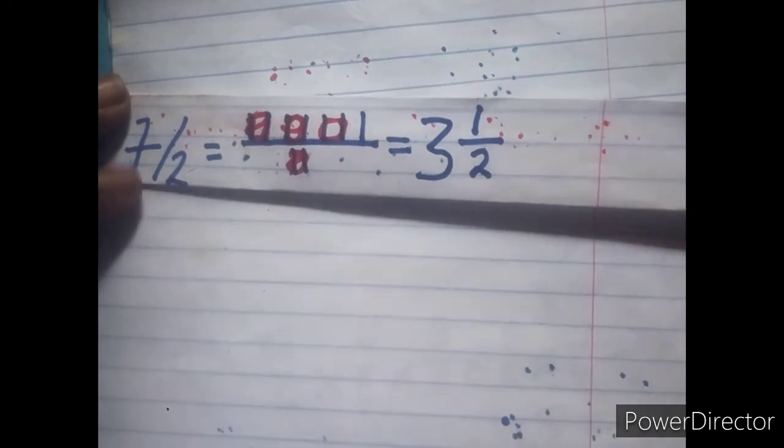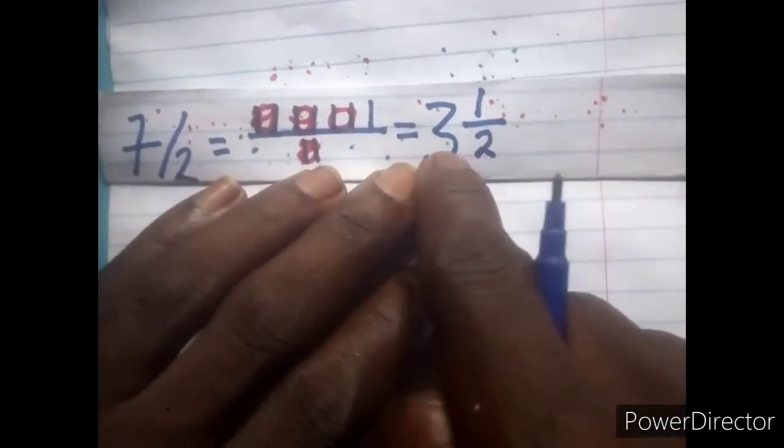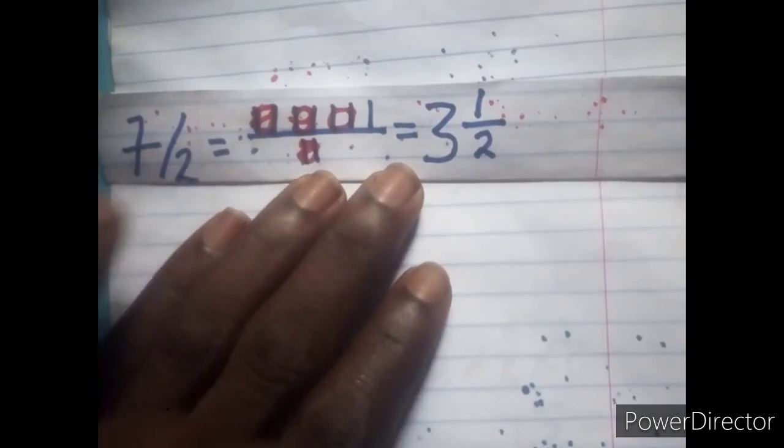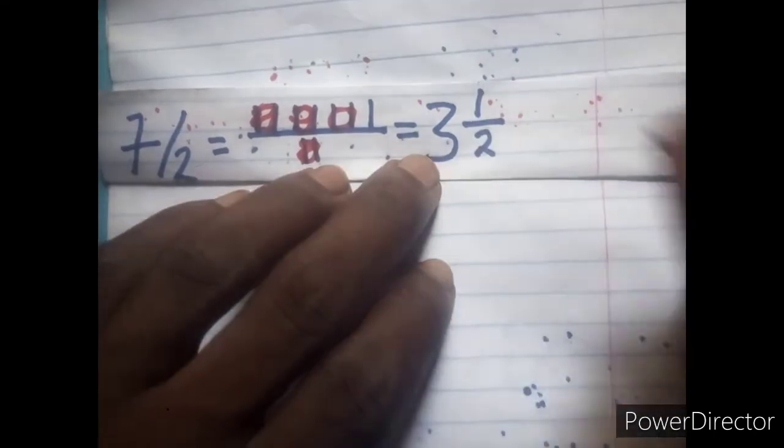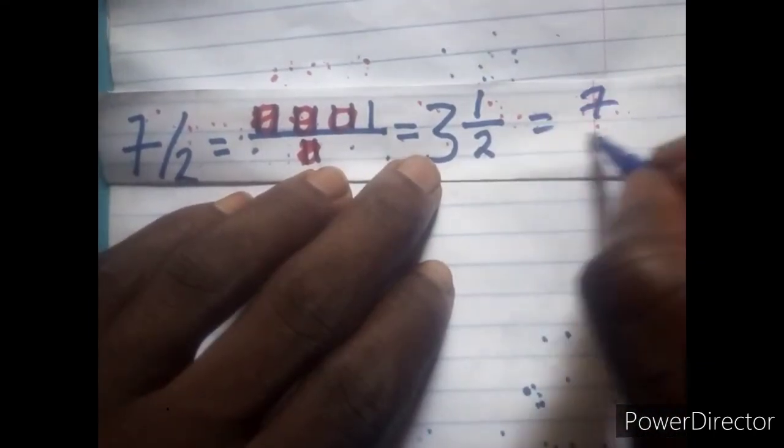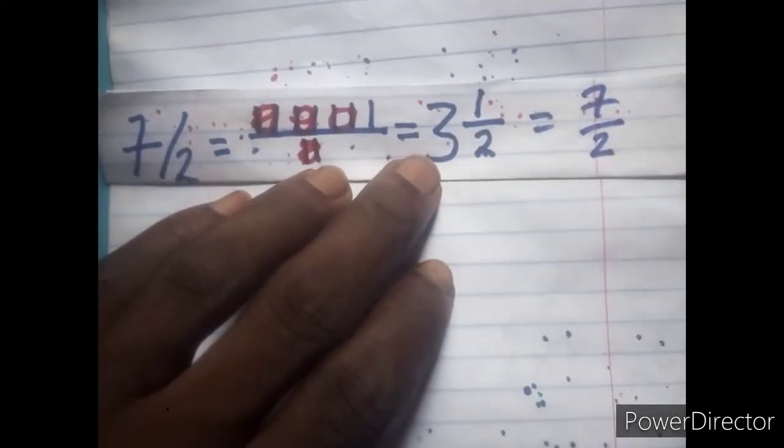So what you do, you multiply 3 times to convert it back to improper fraction. 2 times 3 is 6, plus 1 is 7. You have 7 over what? 2. Bring this to here. 7 over 2. That is 7 over 2.